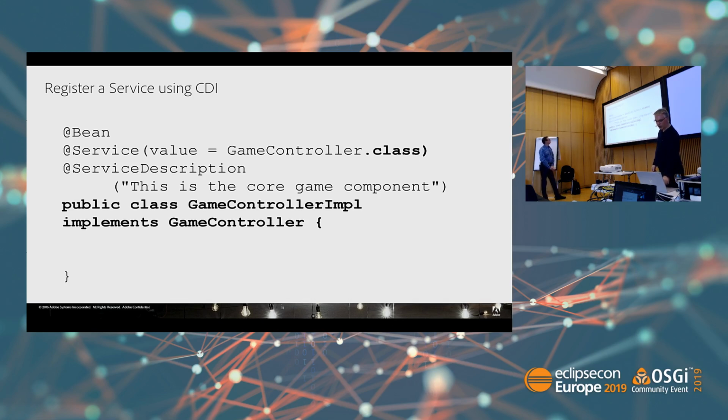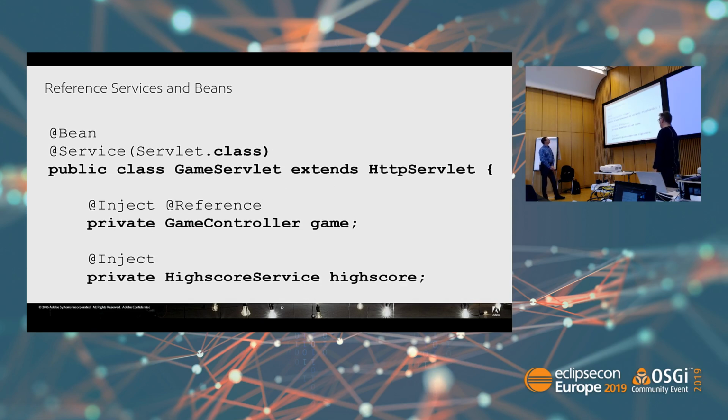If you want to use other services, you can use field injection, for example, and use the @Inject annotation. That's the annotation from CDI, together with @Reference, which is an OSGi annotation, and that basically tells that this field gets injected with an OSGi service. If you just want to inject CDI beans, you just use @Inject as you would normally do with CDI. Again, straightforward.